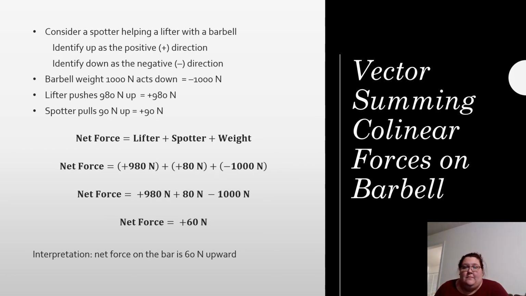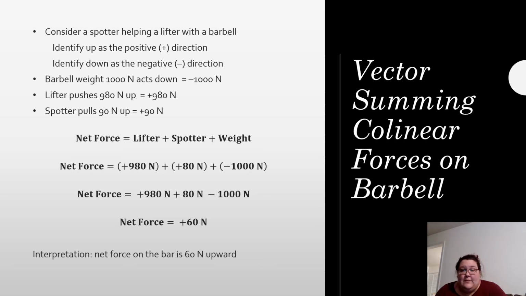All right, so let's talk about some barbells. Here's our example. You have a spotter helping a lifter with a barbell. They identify up as the positive direction and down as the negative direction. The barbell weight is 1,000 newtons, acting downwards, so negative 1,000. The lifter is pushing up with 980 newtons of force, so this lifter isn't going to make the lift. And then the spotter is also going to help by pulling up with 90 newtons of force.